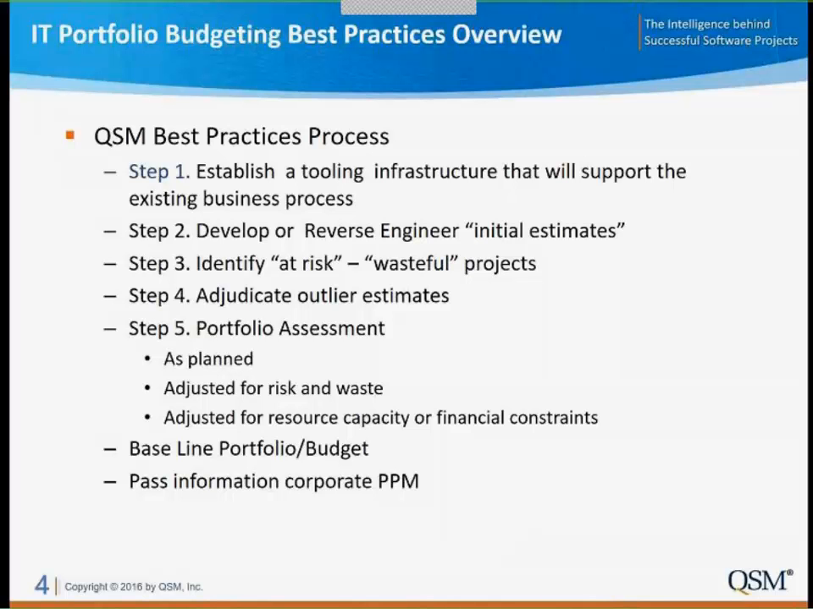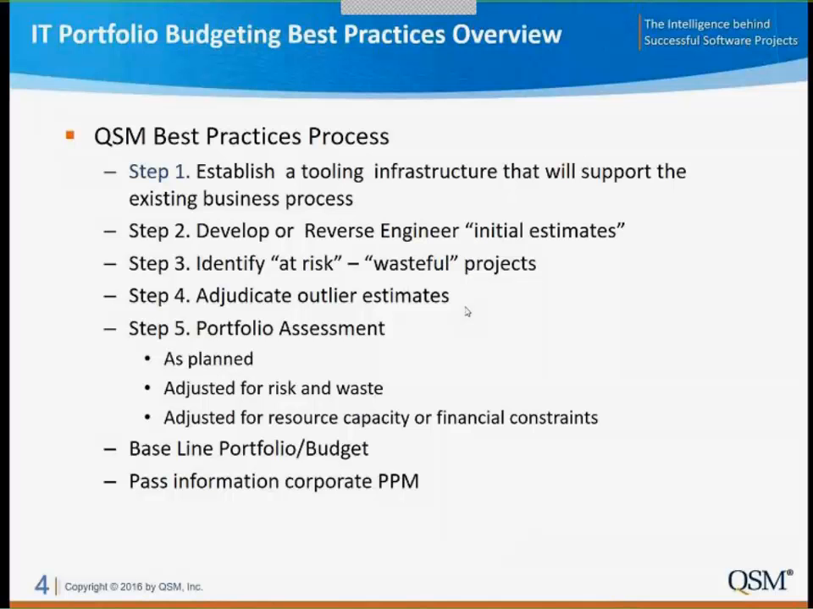Once we've gone through that process, then we'll move into taking the basic data on the projects and rolling those up into a portfolio assessment. We sort of take it in a three-step process. The first one is to start with the as-planned portfolio, as submitted before any adjudication has taken place. That gives us the opportunity to look at the number of projects that were at risk or the number of projects that were wasteful. So that gives us a baseline of where we started.